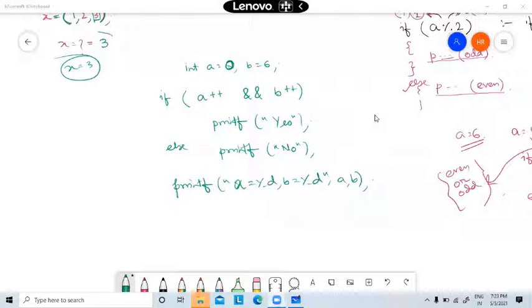Sir, the condition you have given, A plus plus, is post increment. So it will print no. First it will print no. Okay, good, correct. Then, sir, it will print A equals 1 because it is post increment, and B equals 7. Okay, very good. Are you agree, everyone?